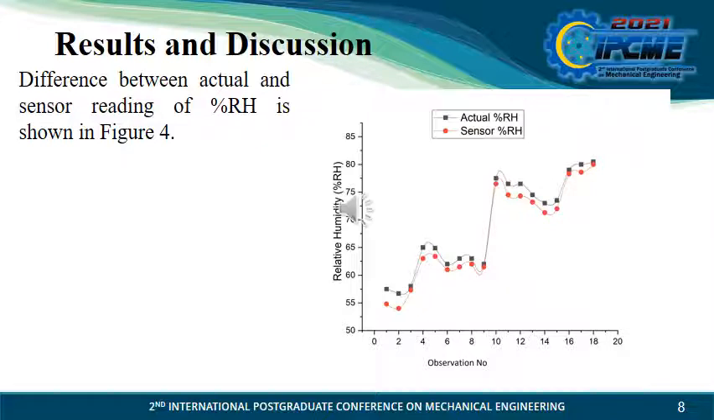In figure 4 we can find the difference between actual and sensor reading of relative humidity. Here the black dotted curve is for actual relative humidity and the red dotted curve is for sensor reading relative humidity, and we can see our sensor reading relative humidity is a little bit smaller than the actual relative humidity.